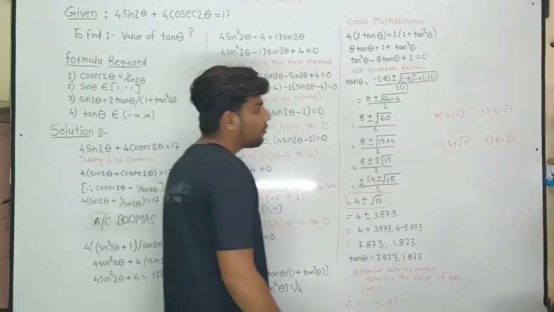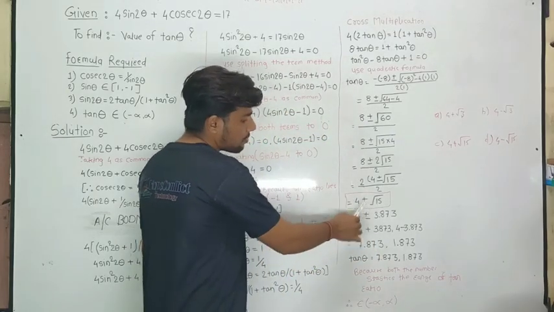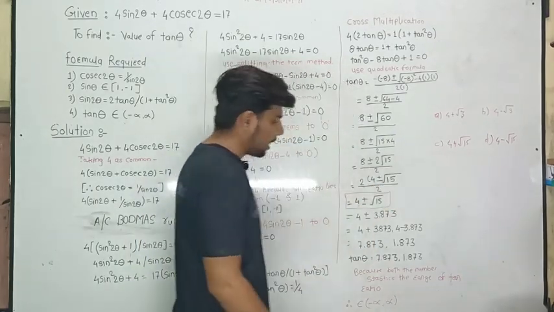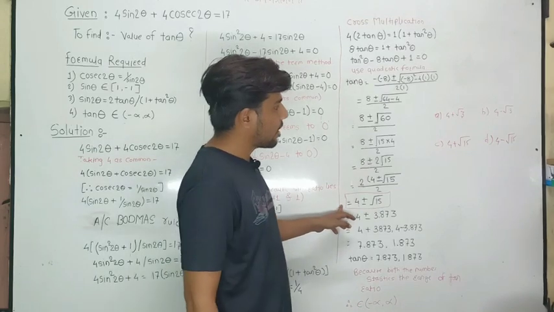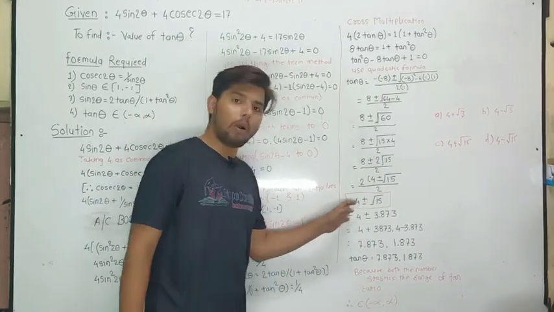So here you see that our option, which is C and D, is correct. Plus minus 4 plus minus under root of 15 is our final answer. So here is our final answer. If you want to solve this equation further, then you can continue. Otherwise you can stop here.